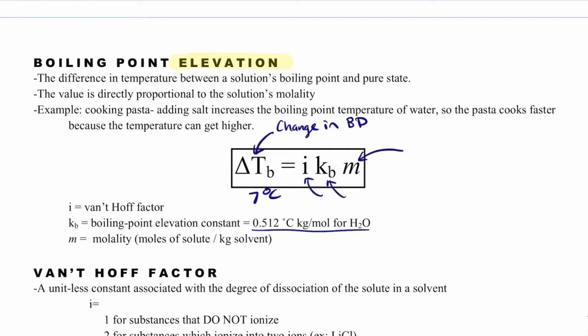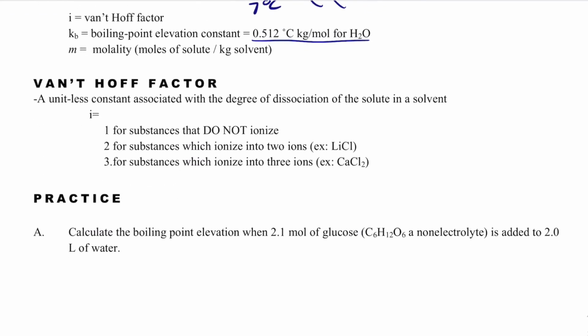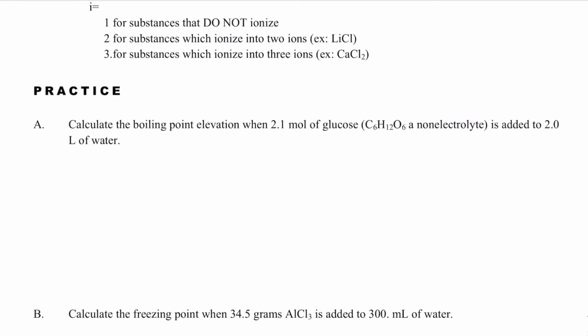Okay, so let's do some example problems. A lot of these are just plug and chug, but they're a little bit weird at first until you've done a couple. Okay, so what this says is we want to calculate the boiling point elevation, which means we're not calculating the boiling point, we're just calculating how much it gets raised. If we had 2.1 moles of sugar or glucose, which is a non-electrolyte because it's a hydrocarbon, and it's added to 2 liters of water.